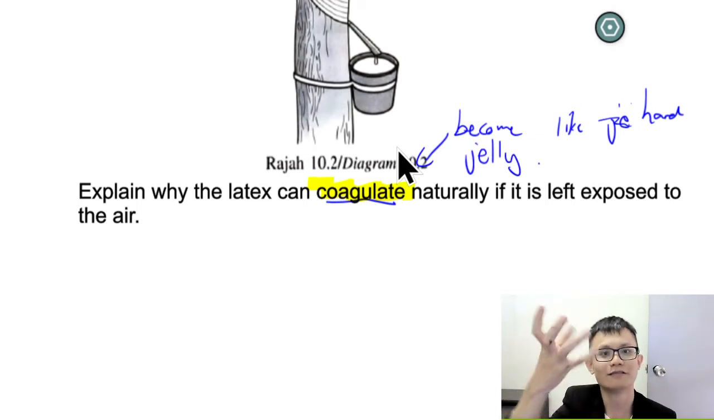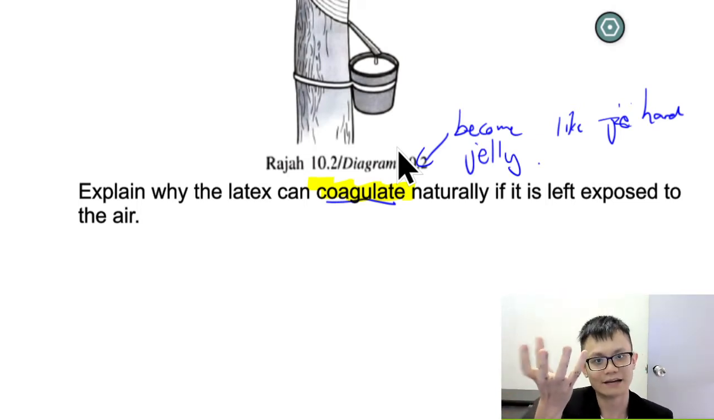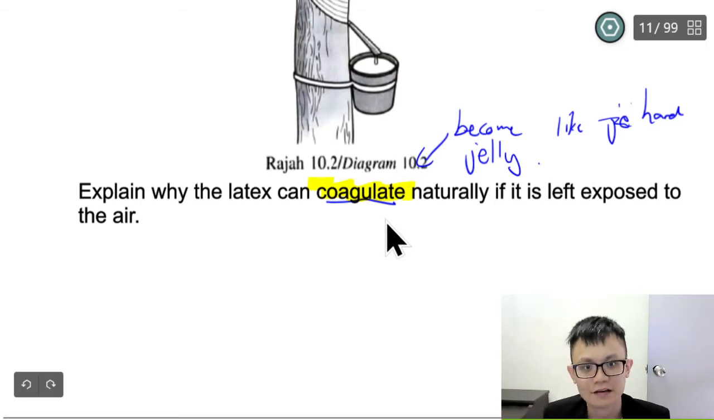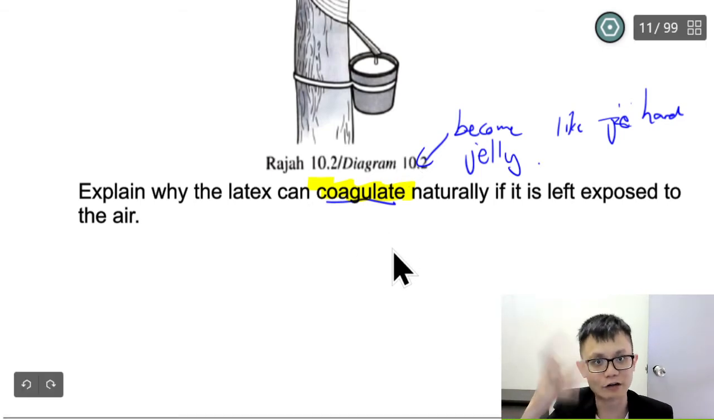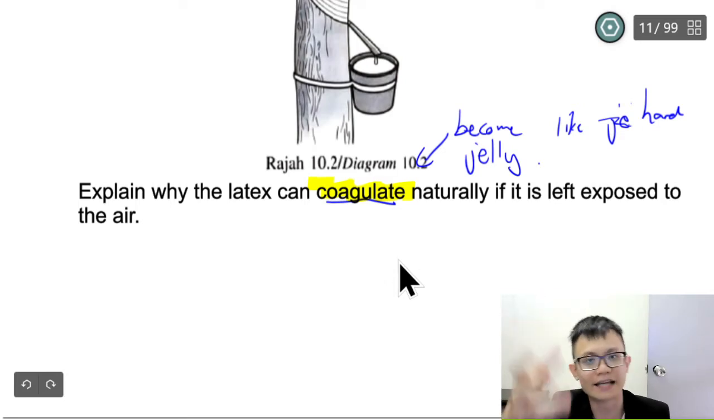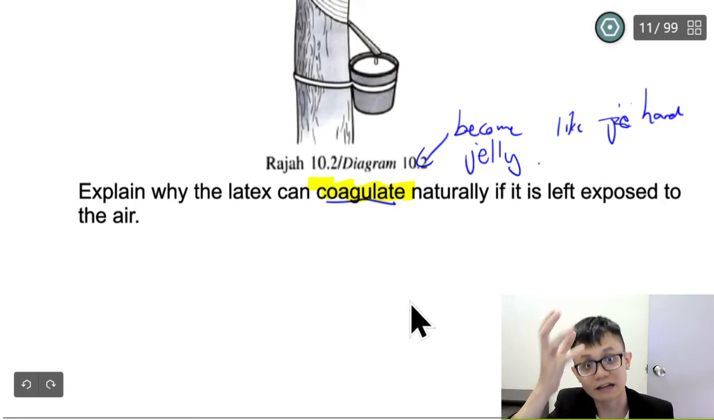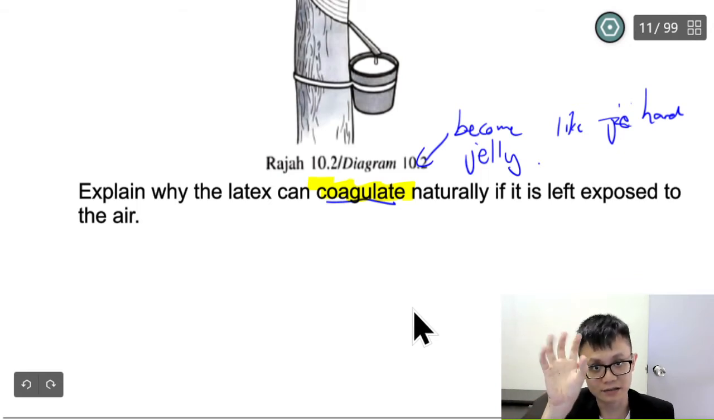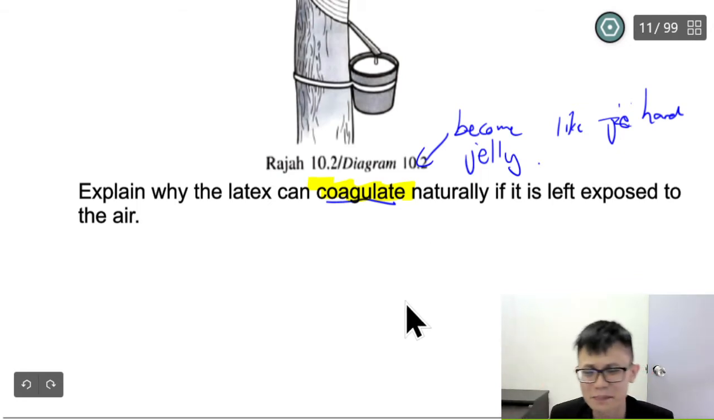And it will still be like a stone, a rubber stone, something like that. So we call this process coagulate. In science we don't say the liquid becomes like a big jelly. We don't say that. The rubber coagulates, it becomes like a jelly stone, very smelly.